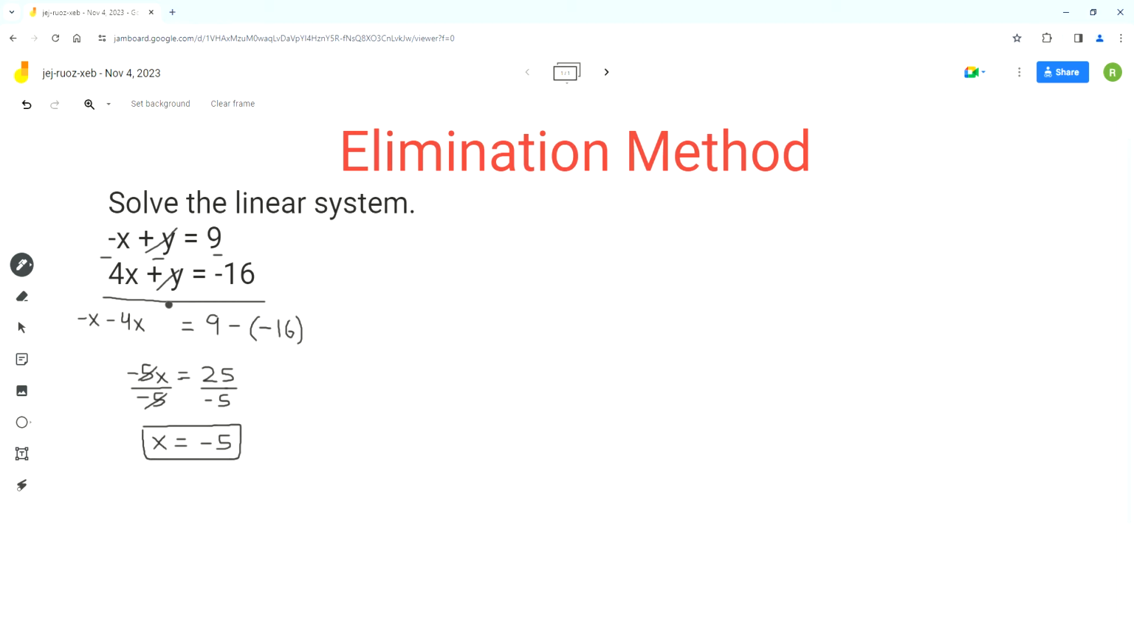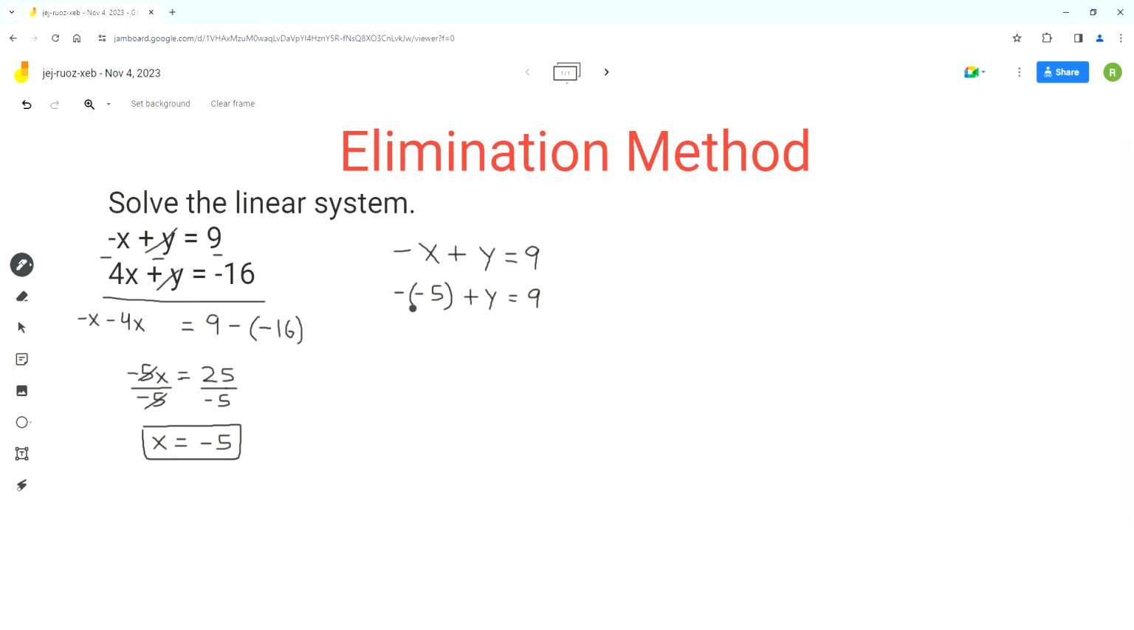Now there is also y variable, so we have to solve for y as well. And for that, we can use either of these two given equations. So we have to sub in x as -5 in the equation which will be easier to solve, and that is the first equation in this linear system. So we'll rewrite it. So -x plus y equals 9, and we will sub in x as -5. So we get minus -5 plus y equals 9.